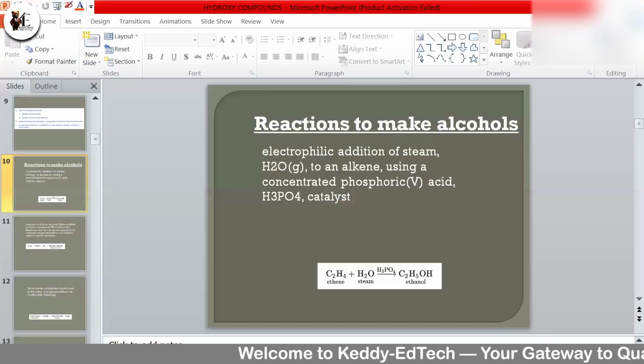In the last class, we were discussing the physical properties of alcohols. Today, we will see the reactions of alcohols.